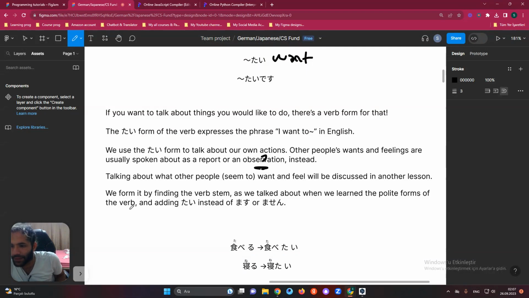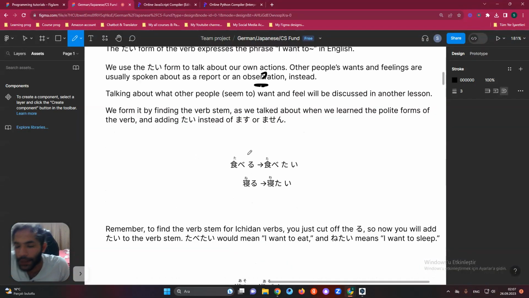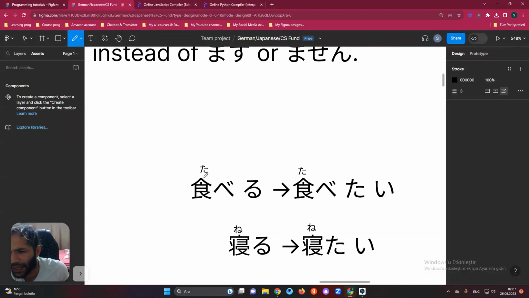So we form it by finding the verb stem, as we talked about when we learned about the polite forms of the verb, and adding "tai" instead of "masu" or "masen." This is important. Masu and masen we generally use for doing something, right? But in this case, we want something, and we're using "tai."